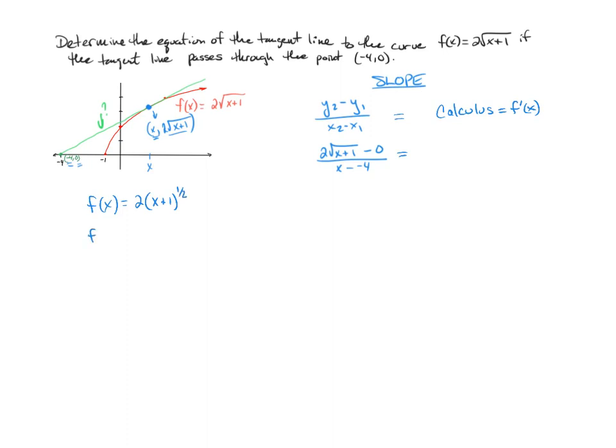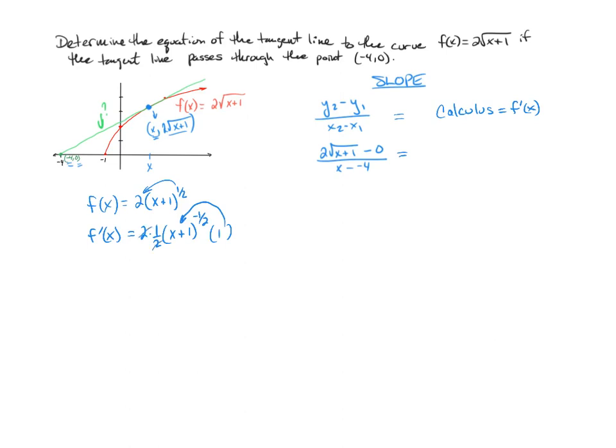So let's see what f prime would look like. Bring the 1/2 down in front, multiply it by that 2, and drop the power by 1, and then take the derivative of what's inside using a chain rule. And of course the derivative of x plus 1 is just simply 1, so that's kind of simple. This has been rigged pretty nicely.